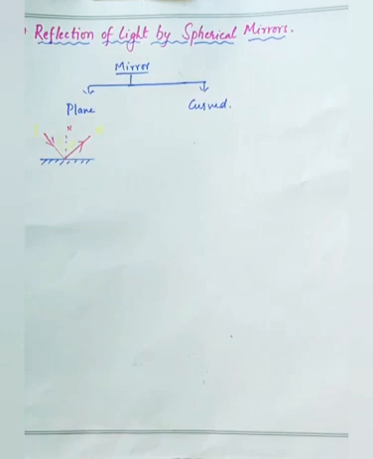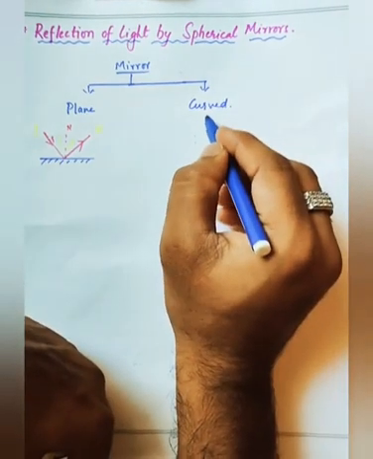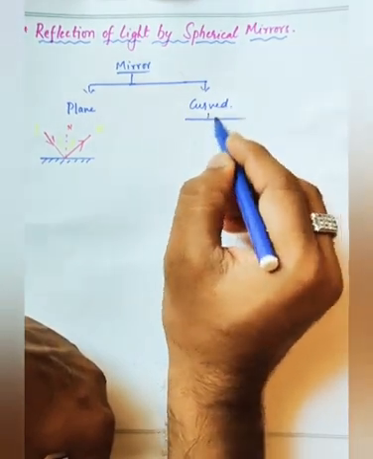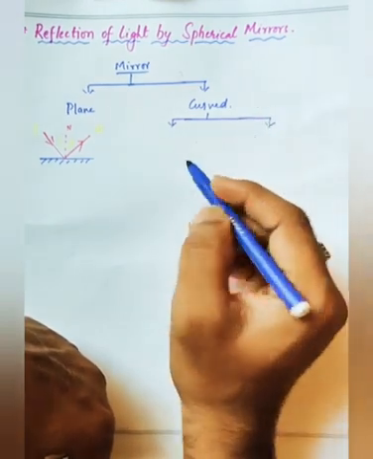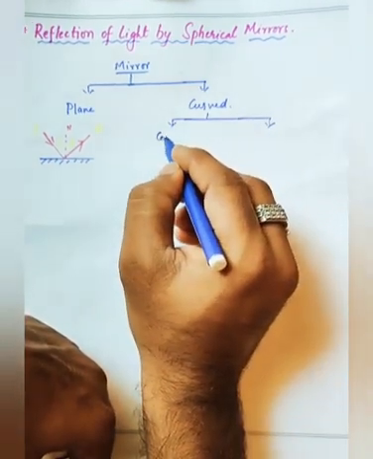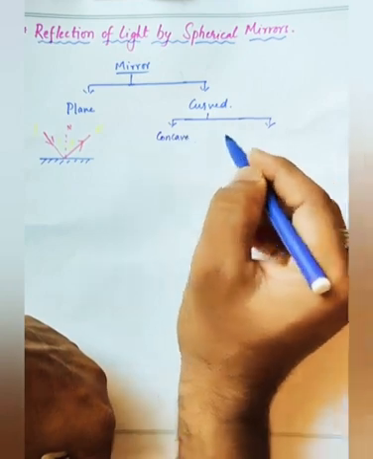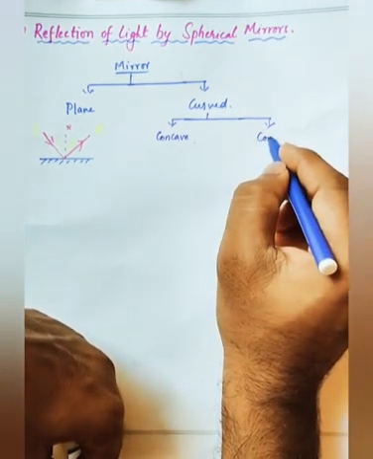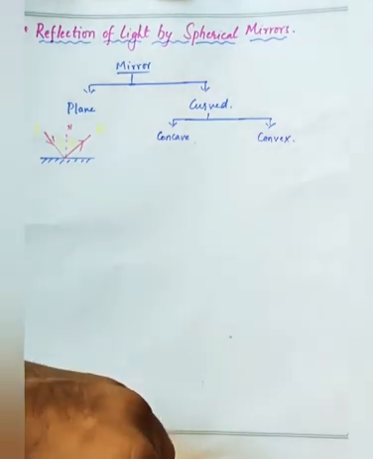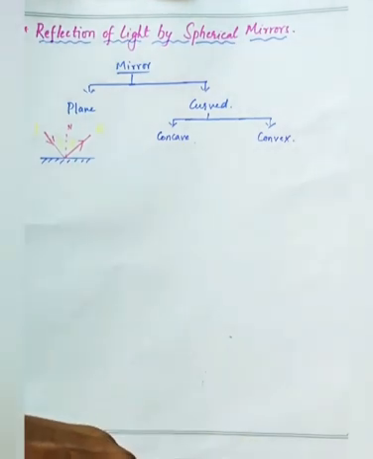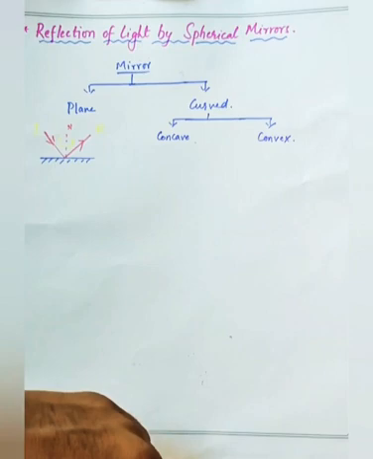But what about the curved mirror now? Again, in the curved mirror we have two types basically. So let us learn that one by one now. That is concave and convex mirror. So what is the figure for concave and convex mirror? Let us see that now.